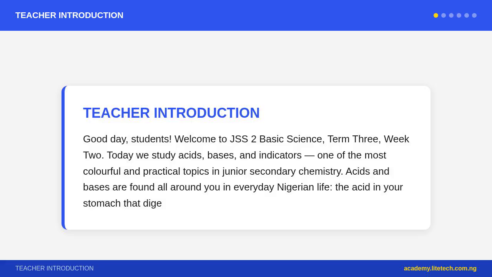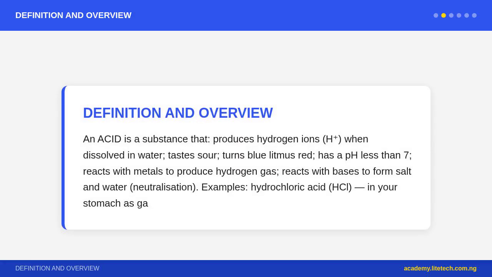Properties: feel soapy or slippery to the touch, taste bitter, turn red litmus blue, and have a pH greater than 7. Examples: sodium hydroxide, NaOH, caustic soda or lye, used to make soap from palm kernel oil, potassium hydroxide, KOH, calcium hydroxide, Ca(OH)2, slaked lime, used in building and soil liming, sodium bicarbonate, NaHCO3, baking soda, and ammonia solution, NH3 in water.